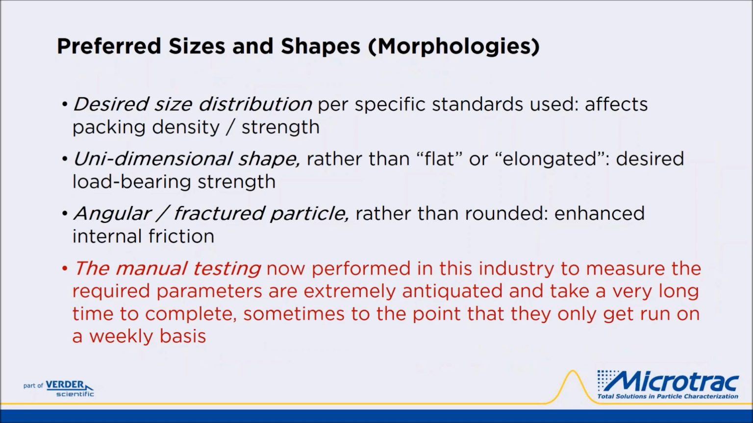There are a number of preferred geometrical sizes and shapes for construction aggregate. There are published required size distributions per specific regional testing standards, and size affects packing density and general strength and wear of the mixes used in construction. Aggregate should be nearly unidimensional rather than flat or elongated for desired load-bearing strength. They should also have angular rather than rounded surfaces, which enhances internal holding friction in the bed.